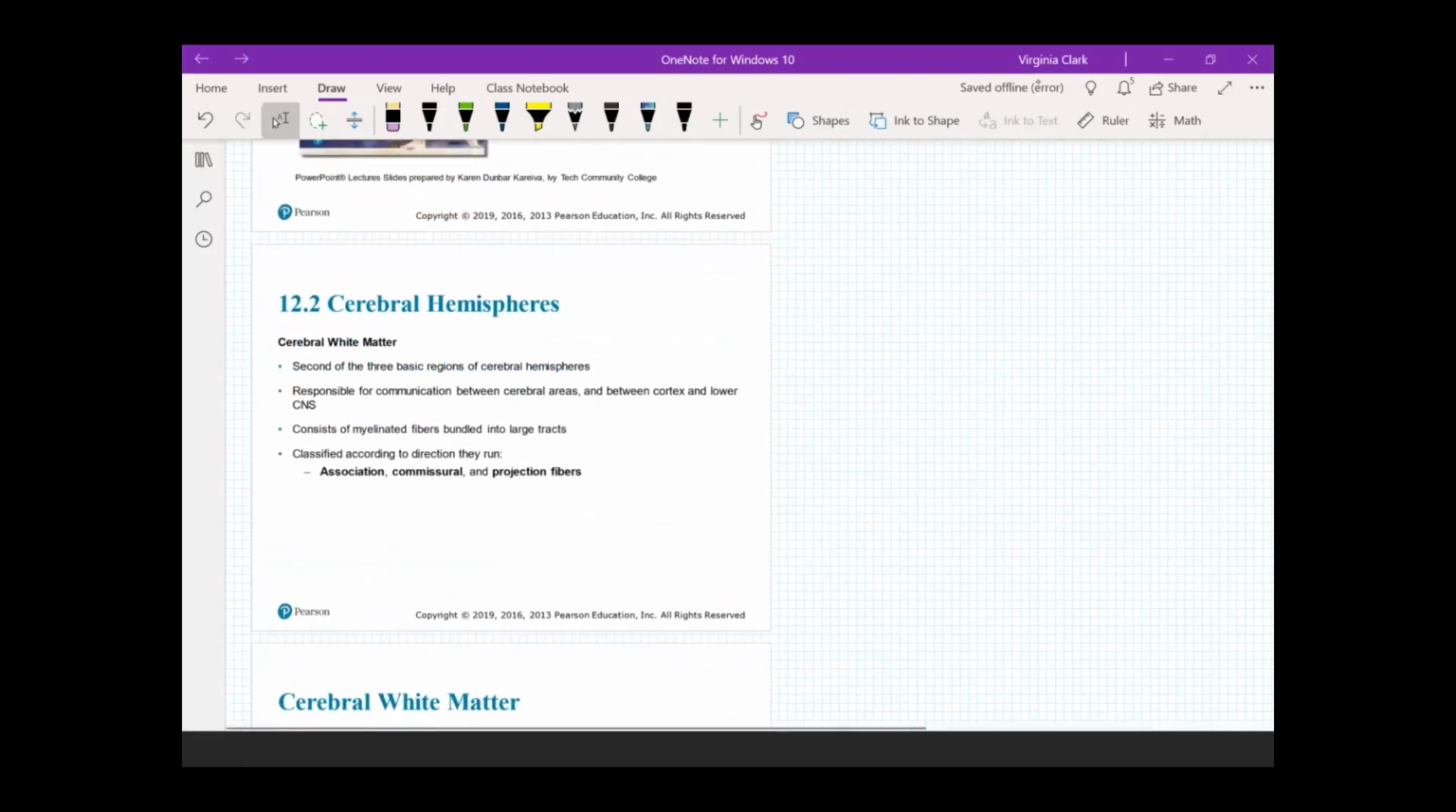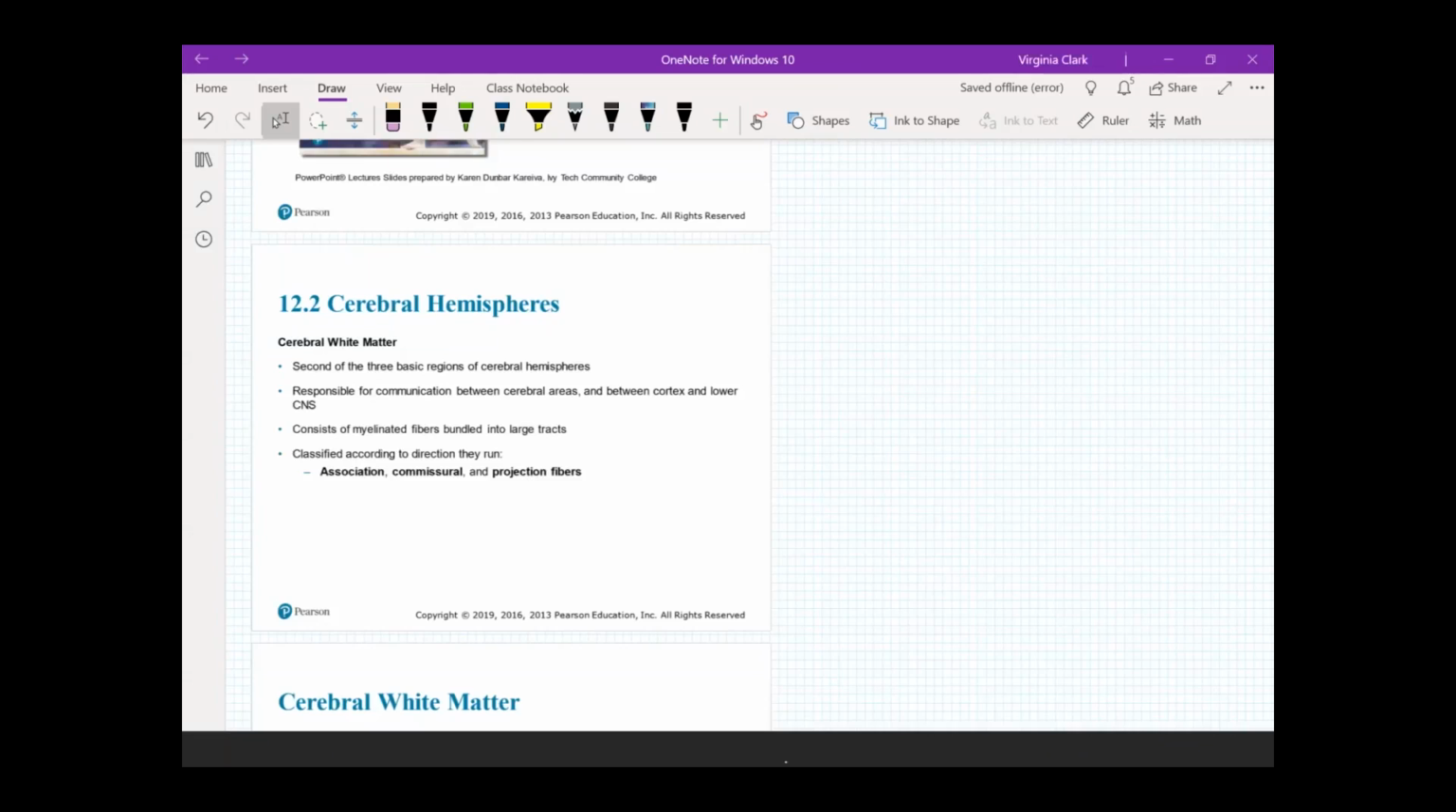Okay. So moving into 12. Oh, so sorry. My thing has done an update and it is not liking OneNote.